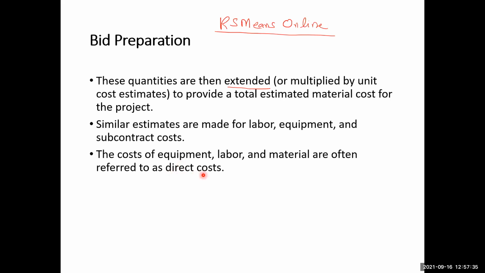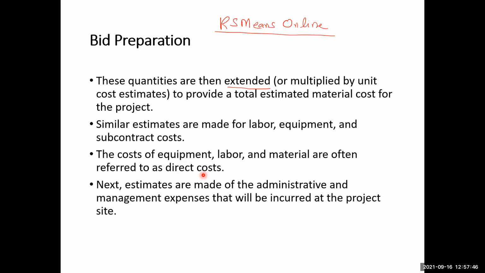Okay. So when we are preparing the bid, we need different types of costs. We have to identify the direct costs first. So these direct costs are identified first. Then we make the estimates for the administrative and the management expenses that will be incurred at the project site.